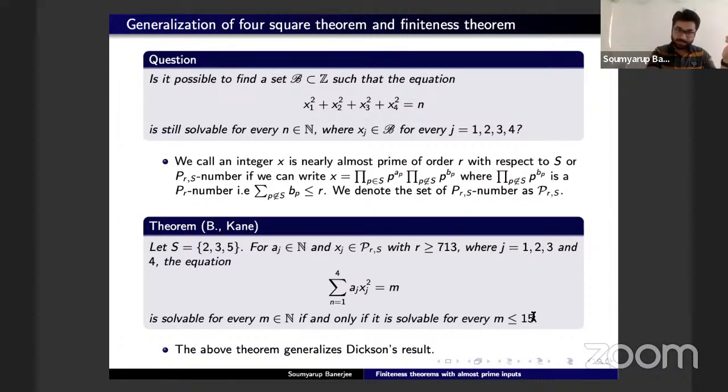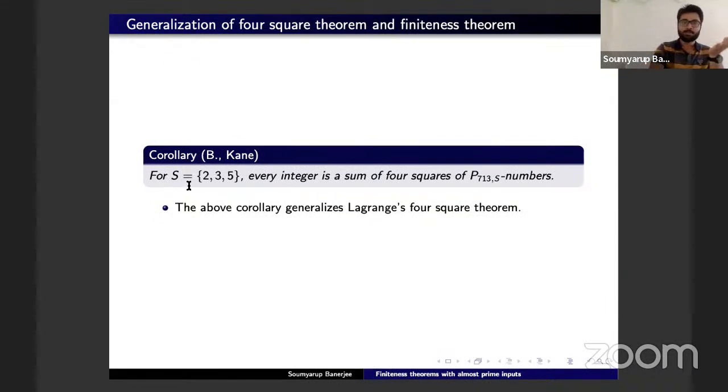And of course, this generalizes Dixon's result. Why does this generalize Dixon's result? Because Dixon's result gives us particular 54 quadratic forms that are universal, that is, that can represent every integer. And those 54 quadratic forms are the only quadratic forms which can represent every integer up to 15. So from our theorem, we can immediately conclude that Dixon's result, in fact not only Dixon's result, our result also implies that this is always solvable when xj belongs to PRS.